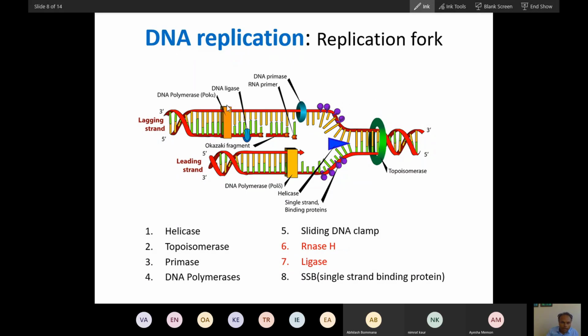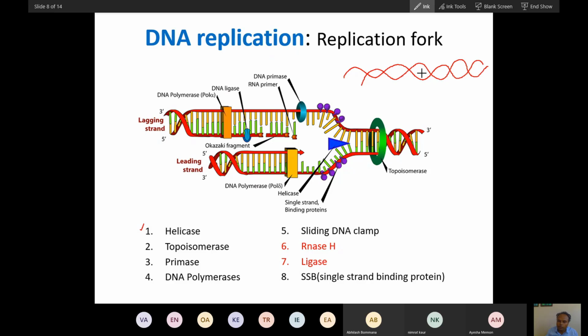You can see DNA polymerase here, and some other enzymes like RNA primase, DNA ligase, helicase, single strand binding proteins, and topoisomerase. Now all these proteins are very essential for DNA replication. You can see all these proteins associated with the replication fork. First there is a protein that comes, and this is DNA.